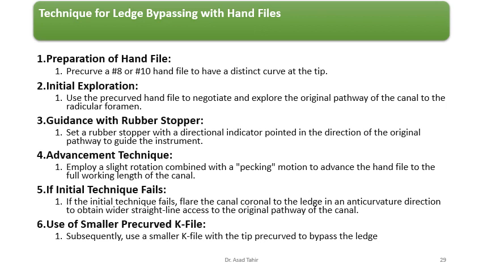Advancement technique: employ a slight rotation combined with a pecking motion to advance the hand file to the full working length of the canal. If the initial technique fails, flare the canal coronal to the ledge in an anti-curvature direction to obtain wider straight-line access to the original pathway of the canal. Use of smaller pre-curved K-file: subsequently, use a smaller K-file with the tip pre-curved to bypass the ledge.